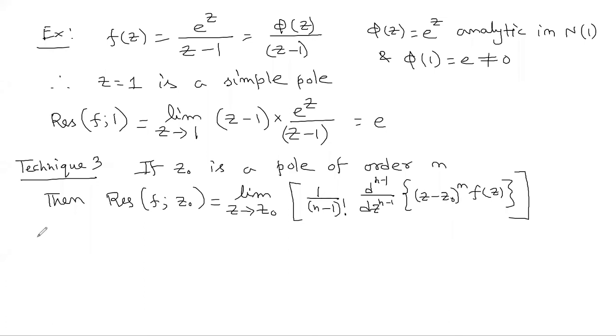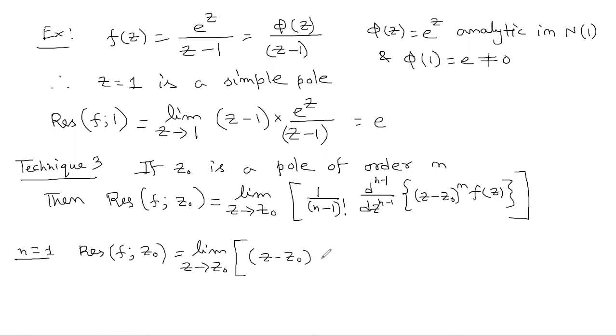Now if n equal to 1, that means if z0 is a simple pole, then technique 3 reduces to technique 2. That means the residue of f at z0, we are getting the limit z tends to z0, 1 by 0 factorial, that is 1, and the 0th order derivative, that means the function itself. So it is (z - z0) into f(z). So it reduces to technique 2.